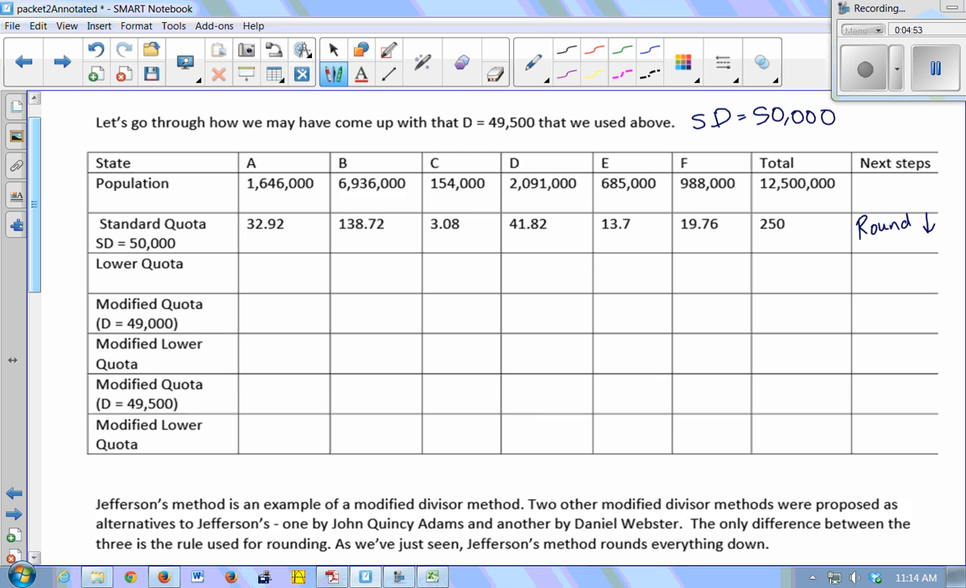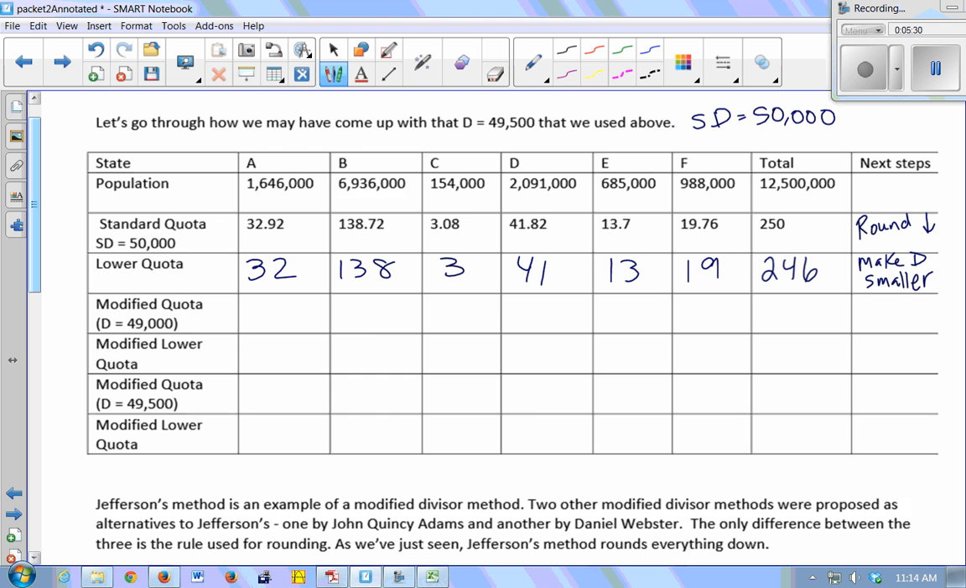Round down or chop off the decimals. So my lower quotas are going to be 32, 138, 3, 41, 13, and 19. Add those all up, and you get 246. Now, 246, is that too big or too small? Too small. So when the total is too small, we need to make the divisor smaller, because that will make the total bigger. So I need to make D smaller.